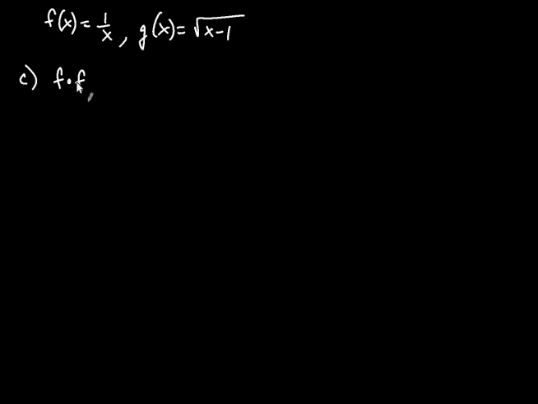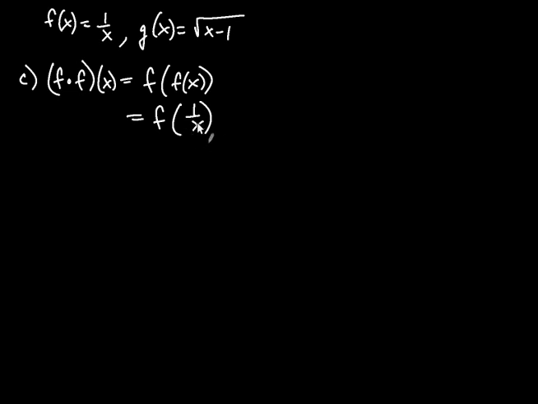So we want to find f composed with f. By definition, that's going to be f of f of x, just like before. So you replace f of x with what it's equal to, which is 1 over x. So we have f of 1 over x. And what does this say to do? Well, it says to replace x with 1 over x in f. So I put a 1 over x in the denominator there, and I get 1 over 1 over x.